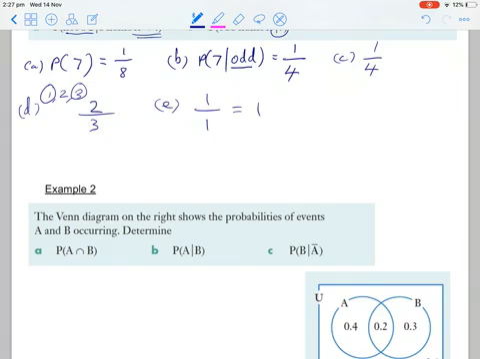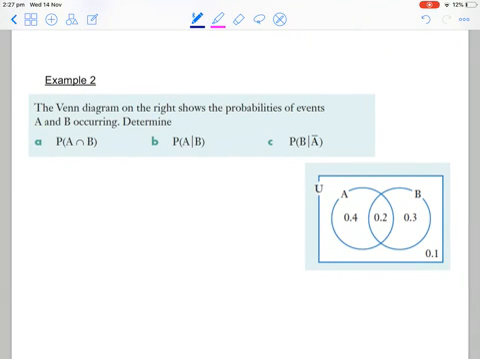Right, now we can extend this to the work we've done with Venn diagrams and set notation. In A, we want the probability of A intersection B. In our Venn diagram on the right here, the numbers are the probabilities. You'll notice if you add all that up, it adds up to 1. Now we want the probability it is in A and B, which is this bit here, the 0.2, so it's just 0.2.